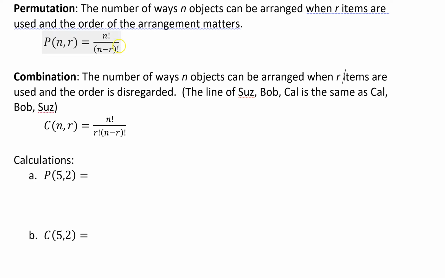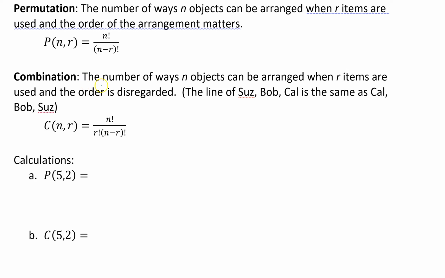The difference between permutation calculation and combination calculation is that the combination calculation will have an extra r factorial in the denominator. Now the reason that it has an extra r factorial in the denominator is that with combinations, order does not matter. Let's take a look at the definition of combination.